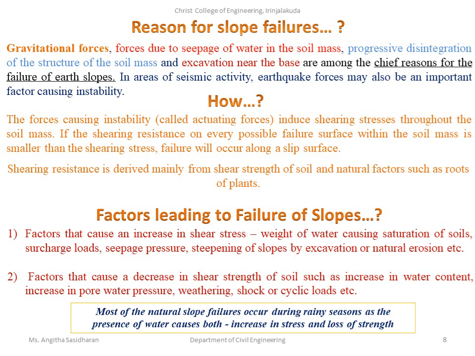And most of the natural slope failures occur during rainy seasons. So in the rainy season, the presence of water is there. That will be increasing the stress and also causing a decrease of the strength of soil. So most slope failures occur during rainy season.